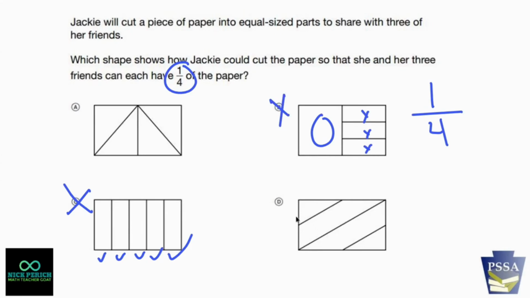And so if you're looking at D and you're like, maybe, no. This triangle looking thing is much smaller than this trapezoid looking thing. Much smaller. So it can't be D.